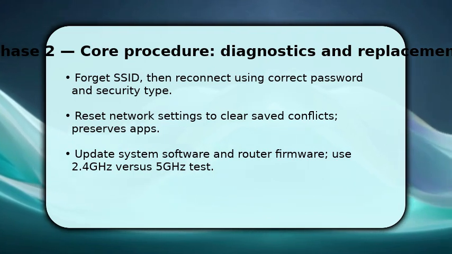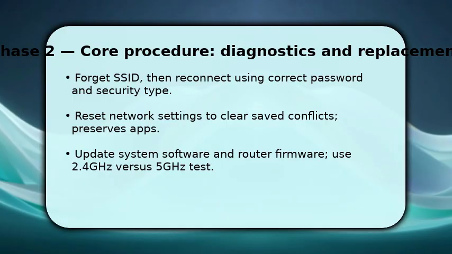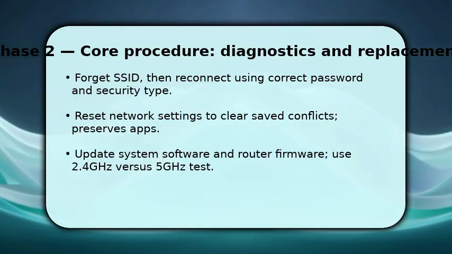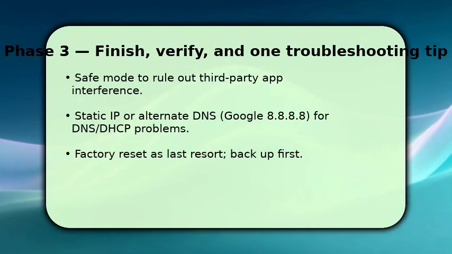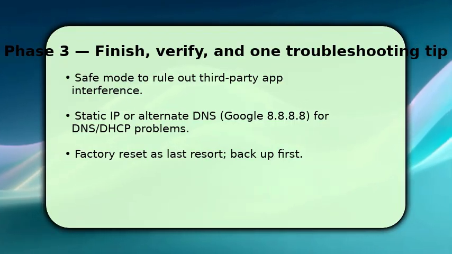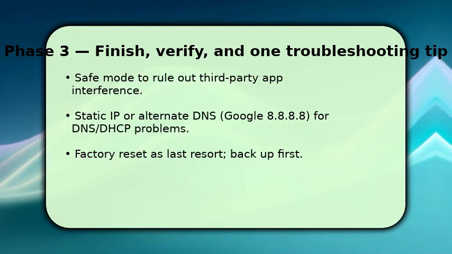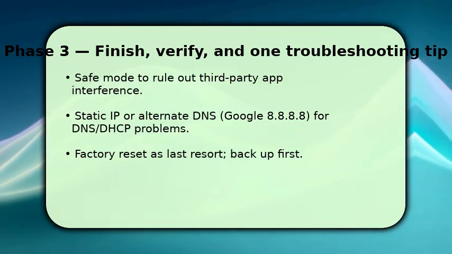You finish with advanced diagnostics. Boot into safe mode to see if a third-party app breaks Wi-Fi. If Wi-Fi works in safe mode, uninstall recent apps. Try assigning a static IP or set DNS to 8.8.8.8 to bypass DHCP/DNS faults.